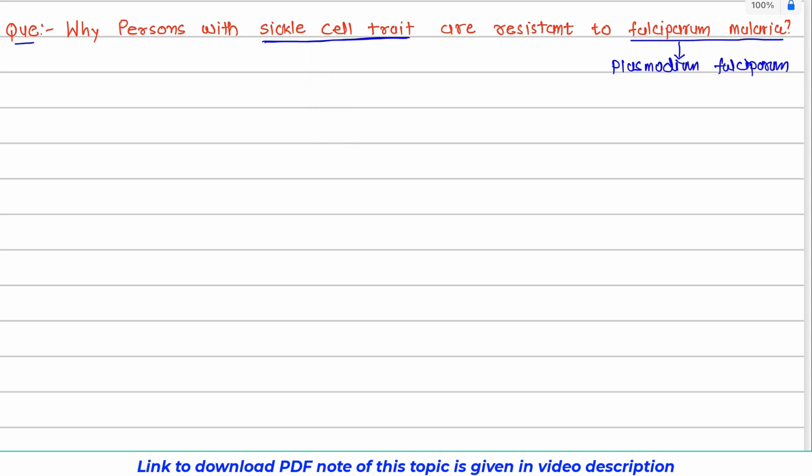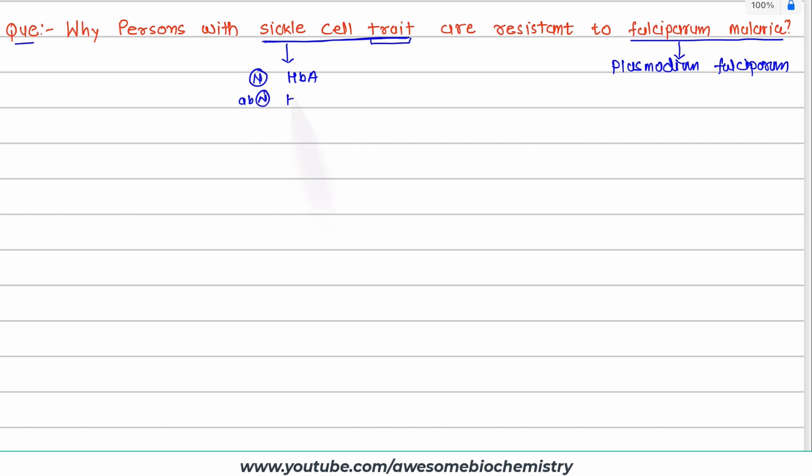Now as it is a trait, that means one normal copy of beta globin and one abnormal copy of beta globin gene is present. So in this case, half of the hemoglobin is going to be normal hemoglobin, that is HbA, whereas the other half is going to be abnormal, which is called HbAS. So there is a mixing of HbA and HbAS in case of sickle cell trait.